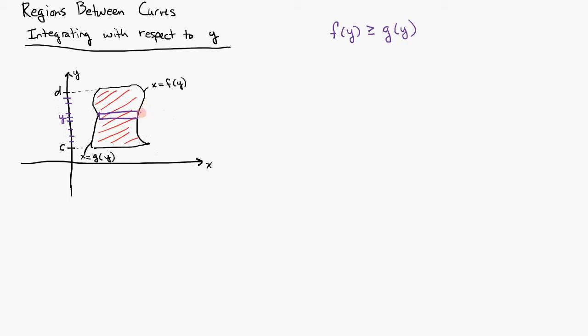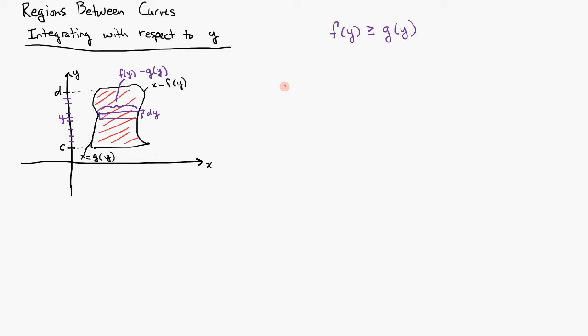So what is the length of this piece here? Because it's with respect to y, this length is going to be represented by dy. And then the length of this piece here is the distance between the two functions. So this function is f of y, this function is g of y. So the distance here is computed by, again, taking the difference. So we get f of y minus g of y.